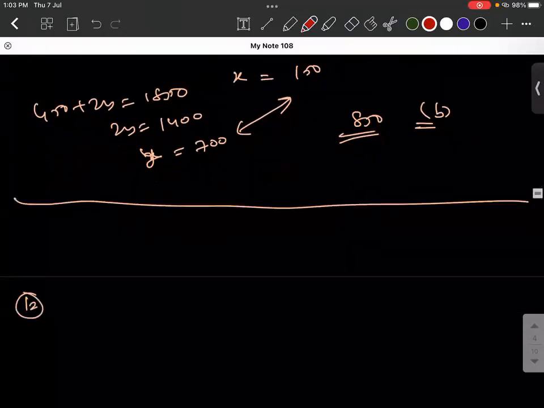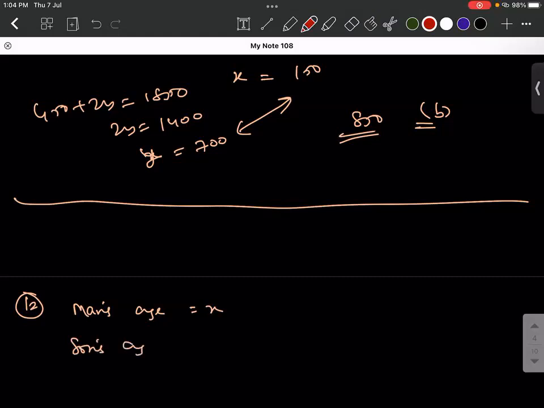Twelfth one. 6 years hence, a man's age will be 3 times the age of his son, and 3 years ago he was 9 times as old as his son. The present age of the man. So man's age, let it be x, and son's age be y.